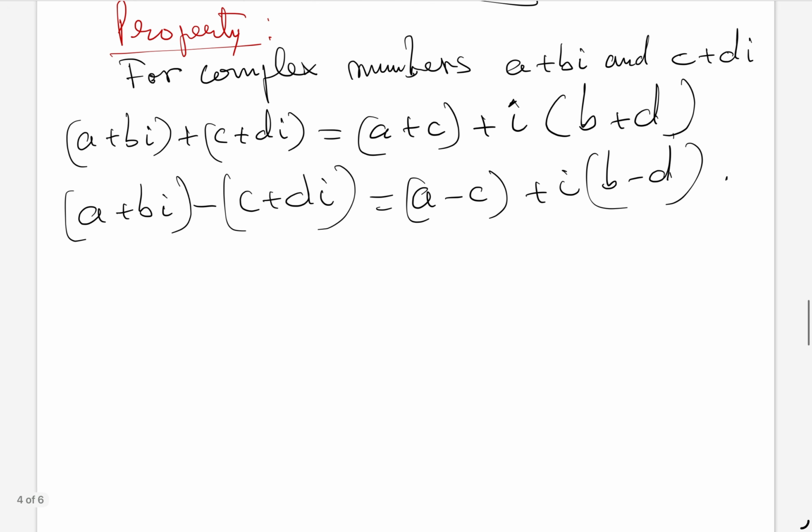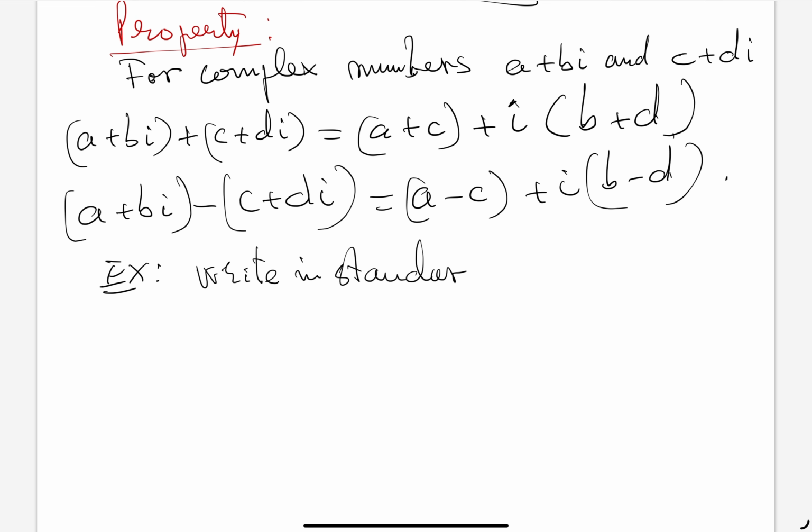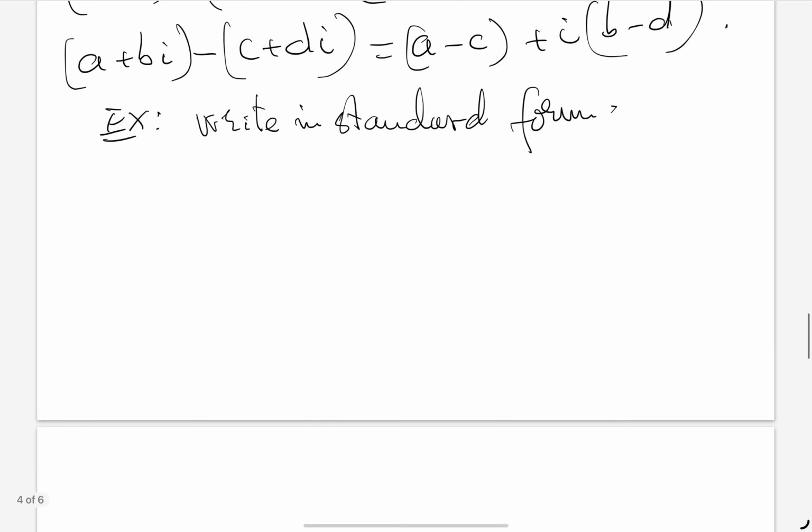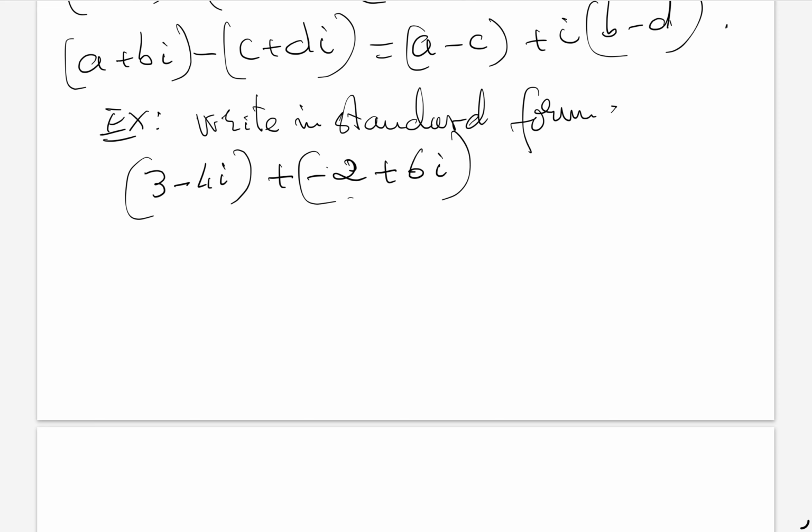For example, if you have found its sum and its difference, and write in standard form. So if you have to write down in standard form, you have 3 minus 4i, and then plus negative 2, and then plus 6i, just for example.